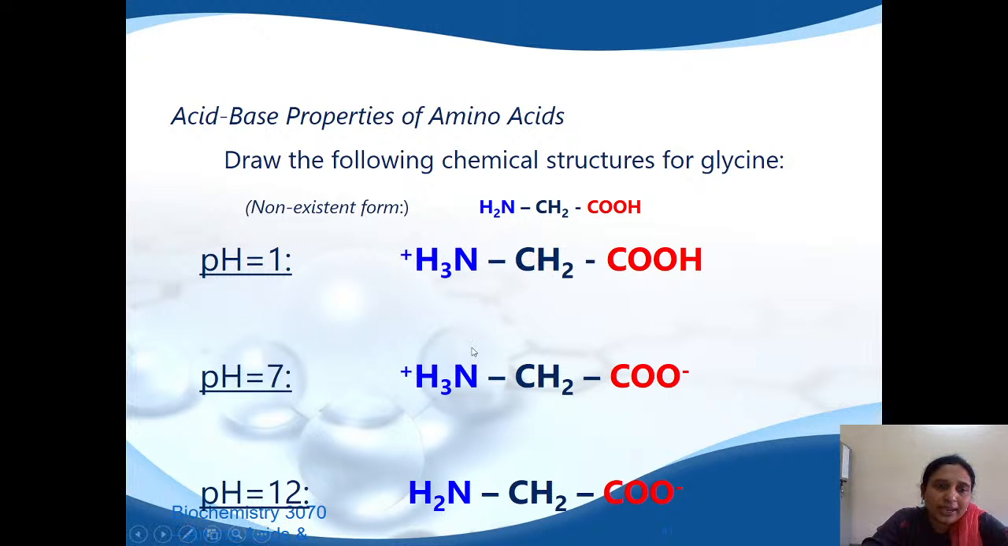And what about pH 7.4? At physiological pH, carboxyl groups exist as COO minus and amino groups exist as NH3 plus. So that means at 7.4 the amino acid exists as the zwitterion.